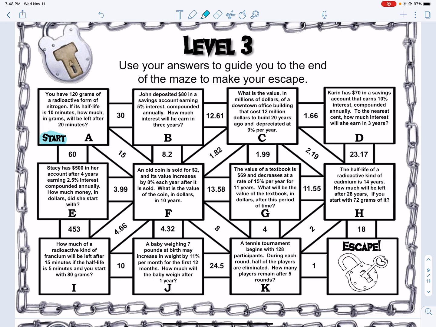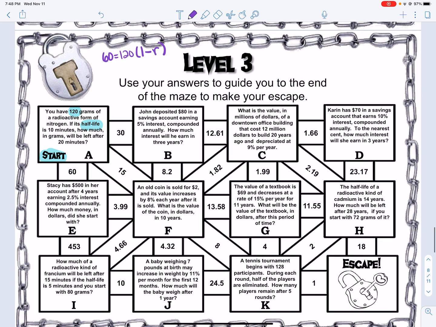Okay, so if I'm here, it says you have 120 grams of a radioactive form of nitrogen. Its half-life means it's going to go to where it's half. So half of 120 is 60. So that's where it's going in 10 minutes. So it's losing its value, but we don't know by what percentage, but it's doing that in 10 minutes. So I can solve this.